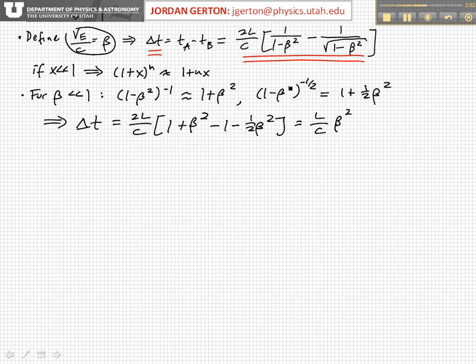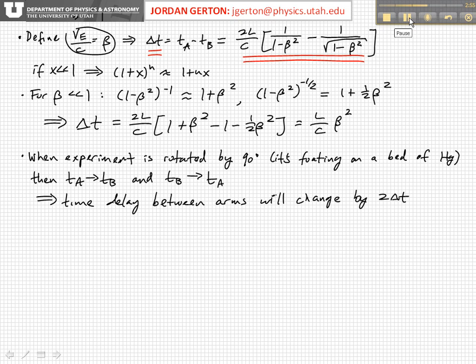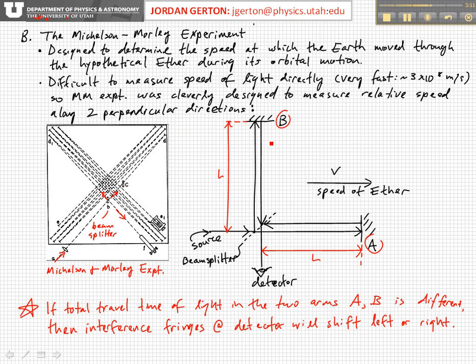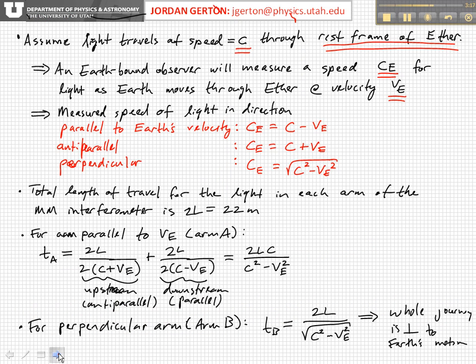The Michelson-Morley experiment was a really beautiful experiment, and one of the cool things about it is that the whole apparatus, this whole interferometer, is floating on a bed of mercury. Okay, this whole interferometer was floating on a bed of mercury.